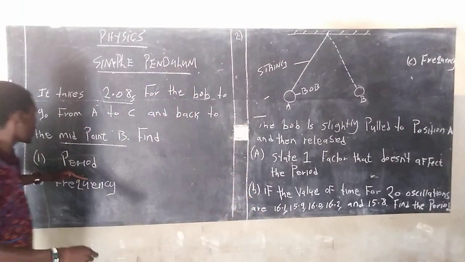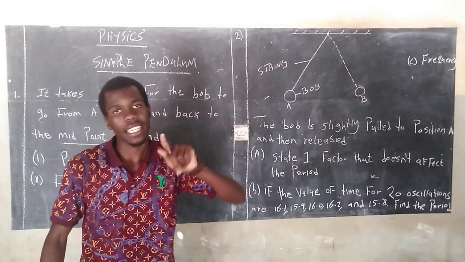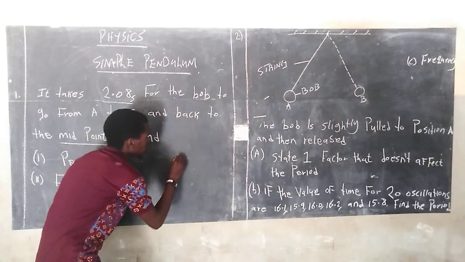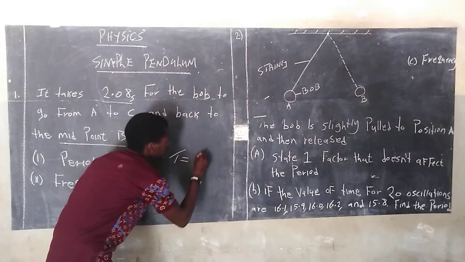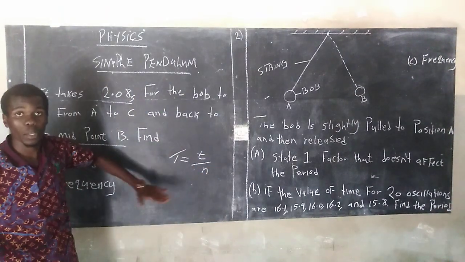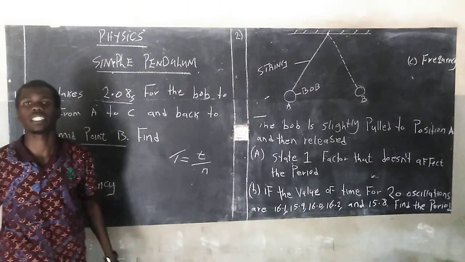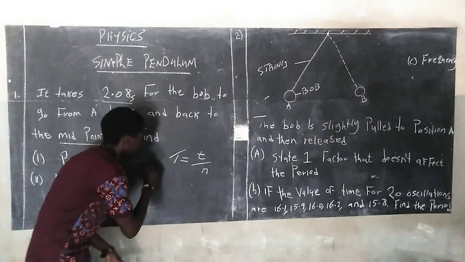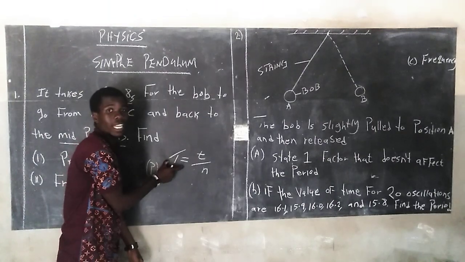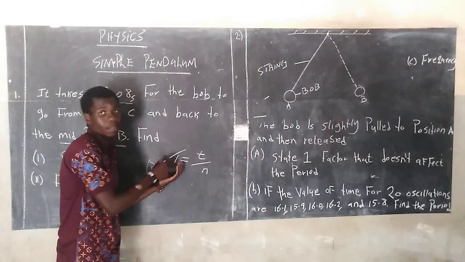Let's now try and answer this question. What is a period? Period is just the time taken. The formula for period is capital letter T equals small letter t over n. This is the formula for you to come up with a period, where capital T means the period. We don't use the letter P, we use capital T.